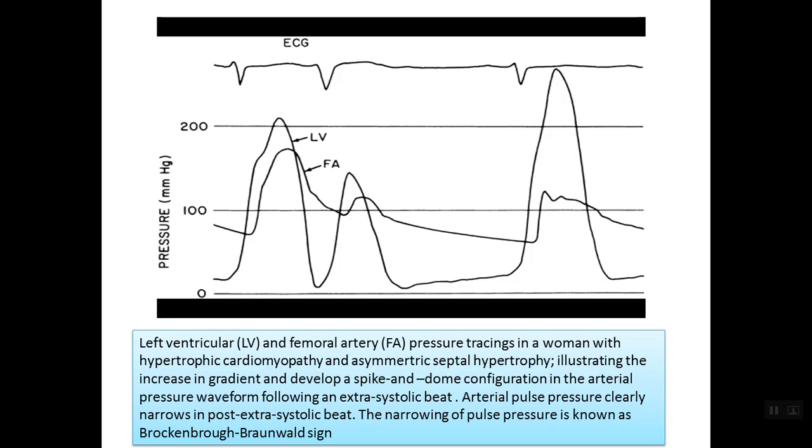Yeah. The post-extrasystolic pause makes the ventricle fill more, and therefore the contraction that follows is strong. When the contraction is strong, the obstruction becomes more. So the left ventricular pressure increases because of the strong contraction, but the aortic pressure decreases because the obstruction is more from the strong contraction. In fixed obstruction, no. They're together. Okay? That's how you can do it.